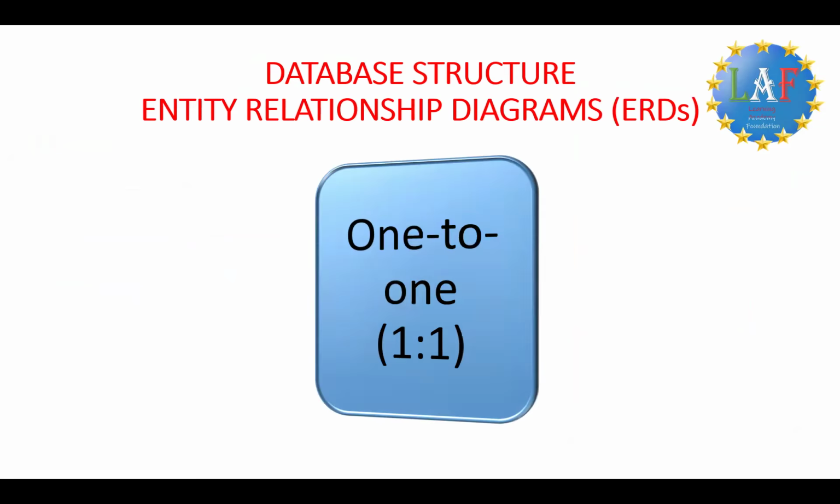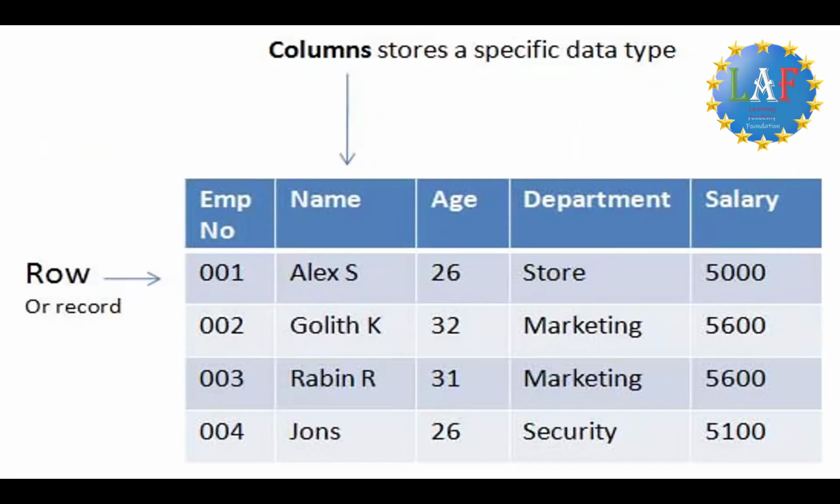One-to-one. Each record in table A relates to one record in table B. For example, a person and their passport. Or an employee and their name, age, store, salary, and so on.